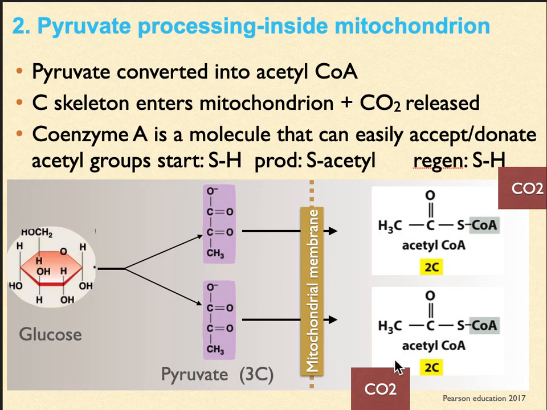Where did the other one go? It went into CO2. And so that is where all of the carbons from glucose are going to end up in CO2 molecules. And we see that we produce 2 CO2 molecules and 2 acetyl-CoAs. Because again, we have those 2 pieces of the carbon skeleton from glucose originally.